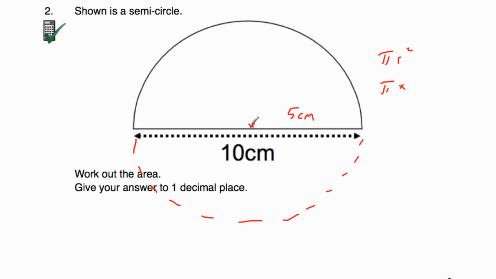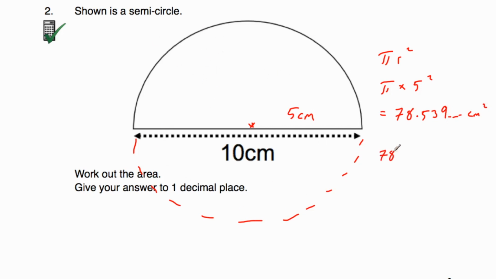The distance from the center of the circle to the edge would be 5 centimeters because we knew the diameter, so we halved it. So we're going to do pi times 5 squared, and that'll tell us the area of the whole circle. So pi times 5 squared equals 25 pi, or 78.539 and so on centimeters squared. So that's the area of the whole circle. We want the area of the semicircle, so we need to divide it by 2.